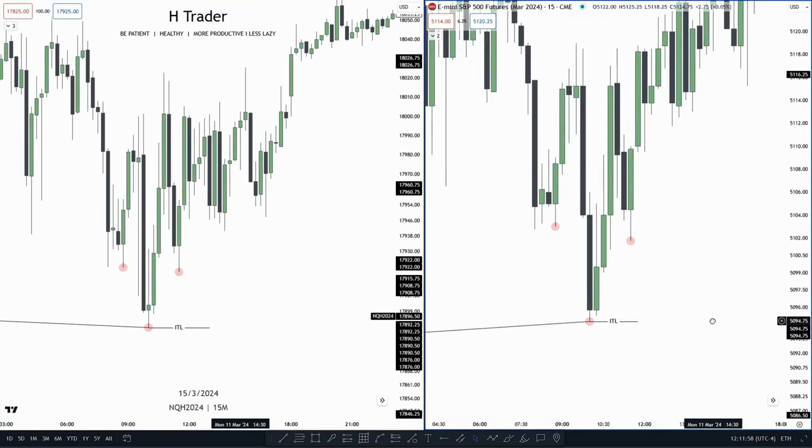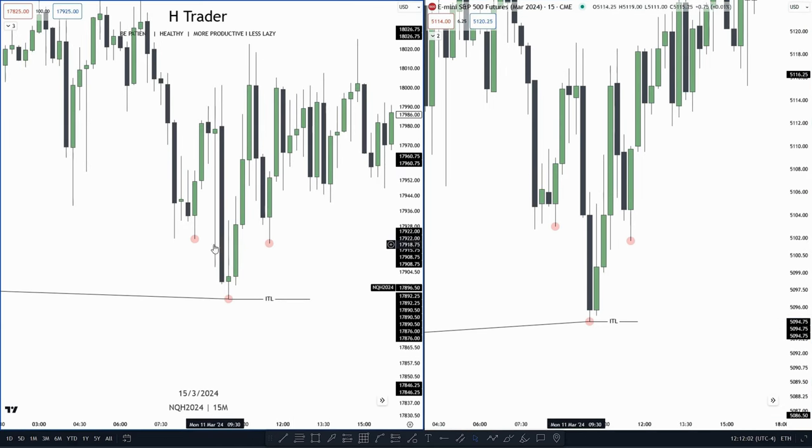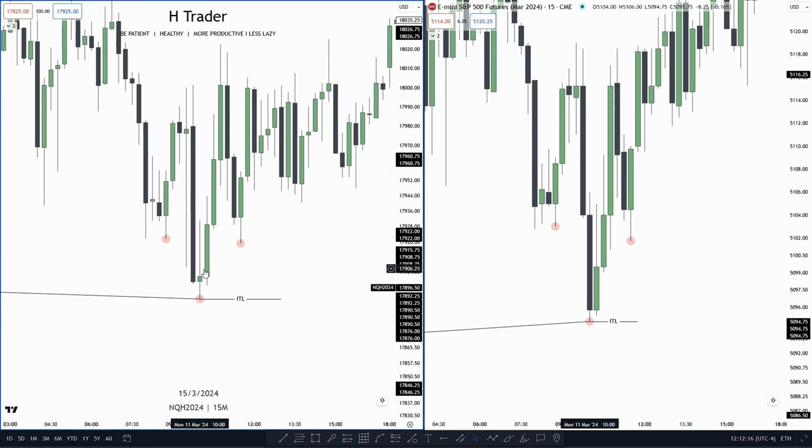Now if we zoom in, we can see that price also created an intermediate term low. As we see, we have a short term low. After that, price ran that short term low, also creating that SMT. Then after that, it created another short term low on both pairs. And price creating another short term low, that is where we're going to find a trade entry on the lower time frame.